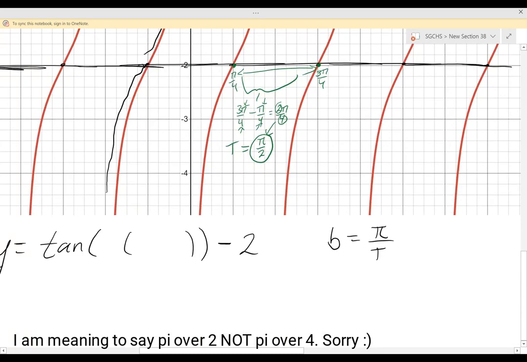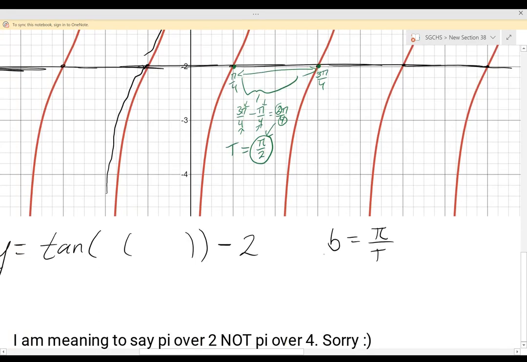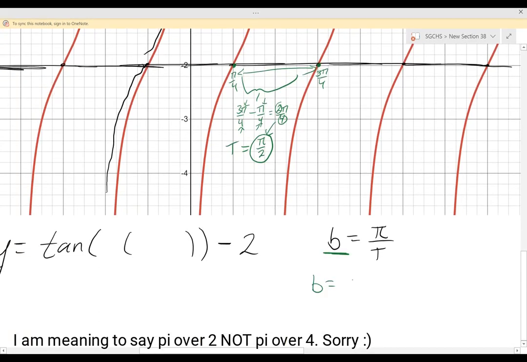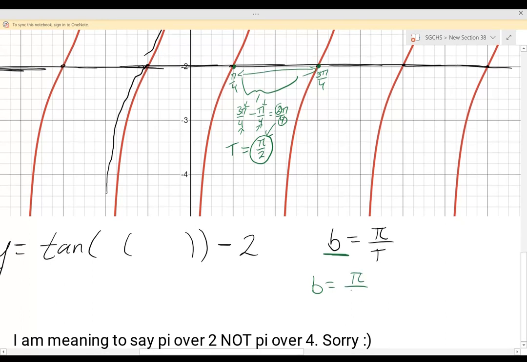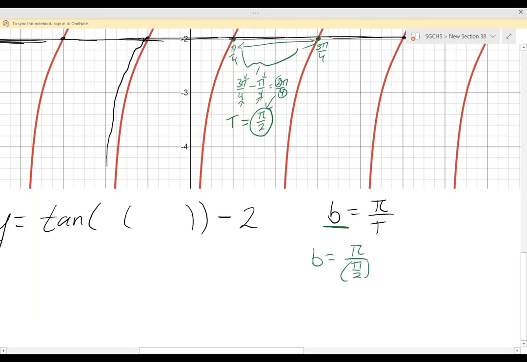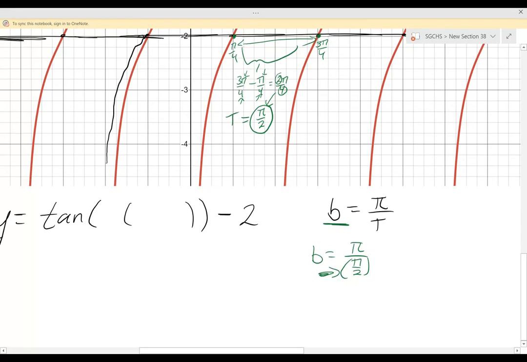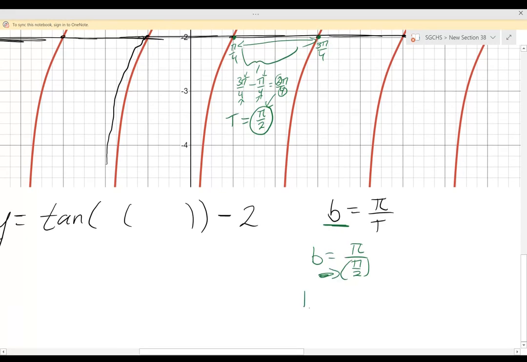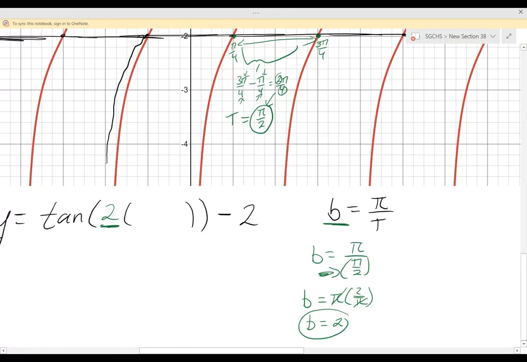So now we have t equals pi over 2, so we can solve for b. So b equals pi divided by pi over 2. Now when you're dividing a fraction, you can multiply by the reciprocal. So I'm going to flip it and multiply by pi. So pi times 2 over pi. Our pi's cancel, and we get b equals 2. So now we already have this value, which is 2. And the last thing to do is determine our phase shift.